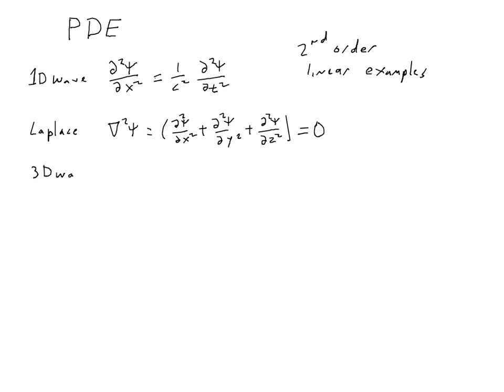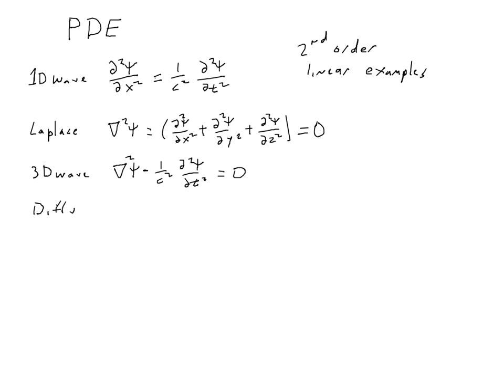Then there's a 3D wave equation, where this might be like taking the Laplacian of psi minus 1 over c squared, second derivative with respect to time. And so you can see each one of these depends on at least 2 independent variables.